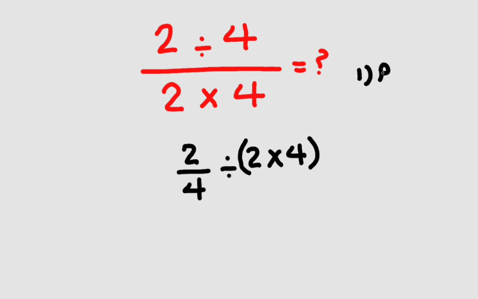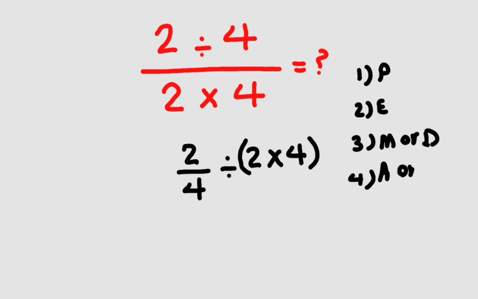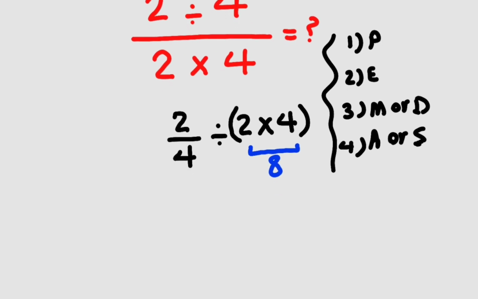First, parentheses, then exponent, then multiplication or division, and then addition or subtraction. So, according to this rule, we have one parenthesis here that we have to solve first. 2 times 4 gives us 8. And now we have 2 over 4 divided by 8.